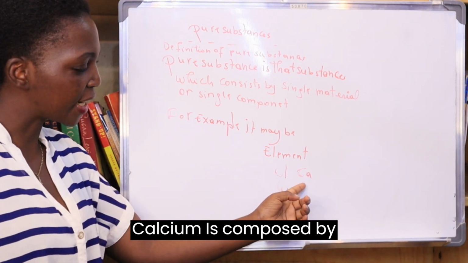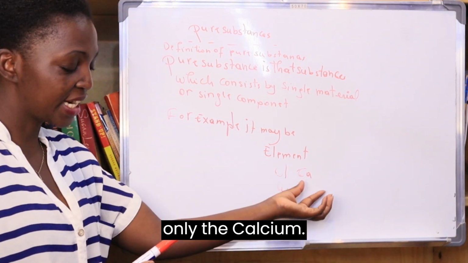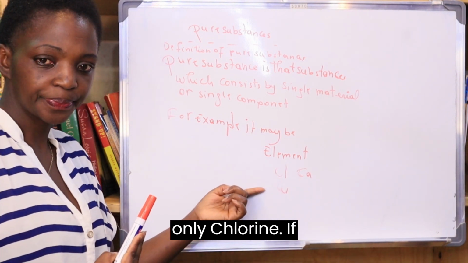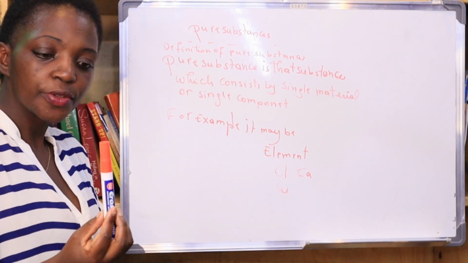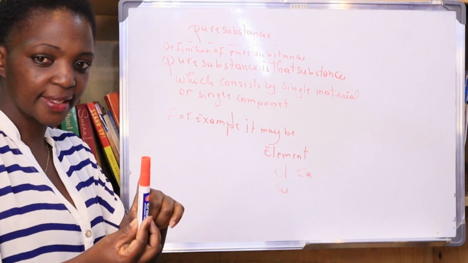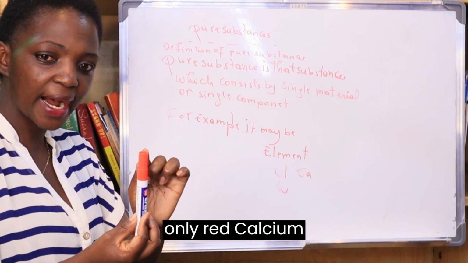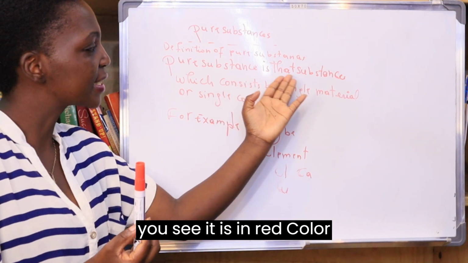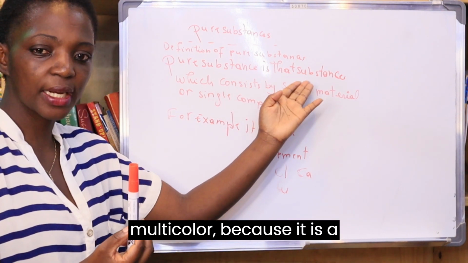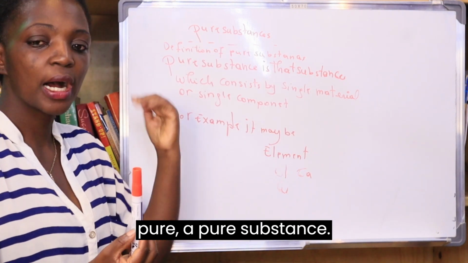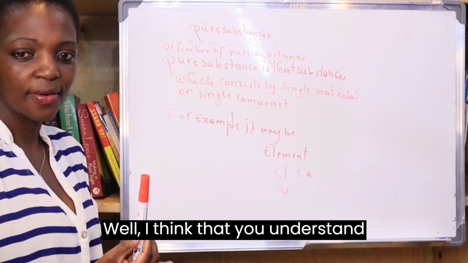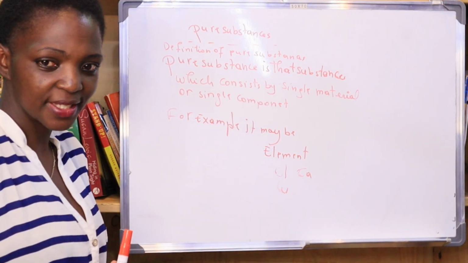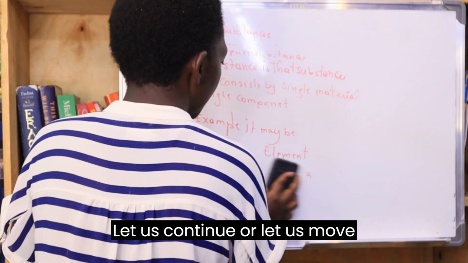This substance of calcium is composed of only calcium, and chlorine is composed of only chlorine. If we have this red pen, with no mixture of any other color, it consists of only this red color. That is why, if I shine a light here, you see it is red. It is not matte, because it is a pure substance. I think you understand what a pure substance is. Let us move forward.